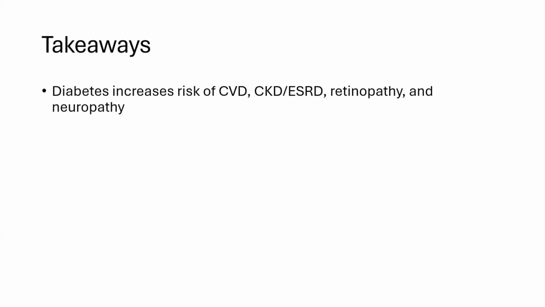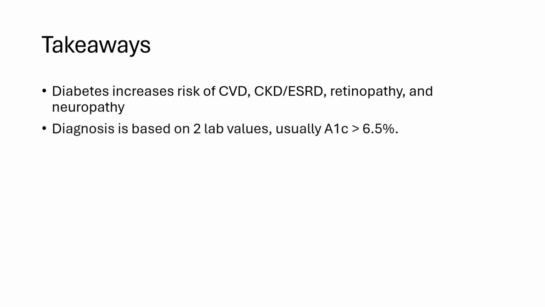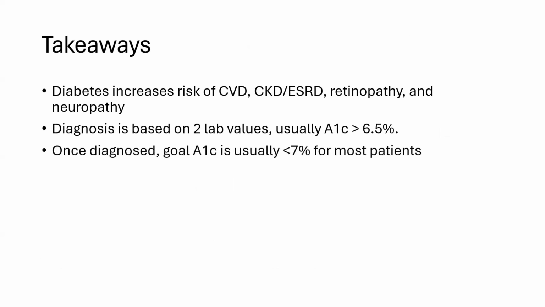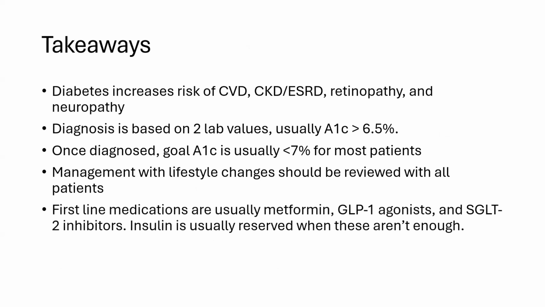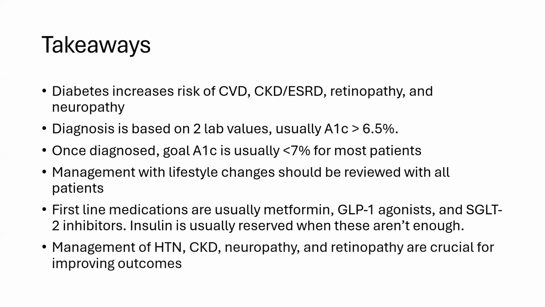So these are the big takeaways. Diabetes increases the risk of CVD, CKD, and ESRD, retinopathy, and neuropathy. Diagnosis is based on two lab values, usually an A1C greater than 6.5%. Once diagnosed, the goal A1C is usually less than 7% for most patients. Management with lifestyle changes should be reviewed with all patients and is typically done first line. But when patients need medications, the first-line medications are usually metformin, GLP-1 agonists, and SGLT2 inhibitors. Insulin is usually reserved for when these aren't enough or someone's blood sugar is much, much higher. Finally, management of hypertension, CKD, neuropathy, and retinopathy are crucial for improving outcomes.